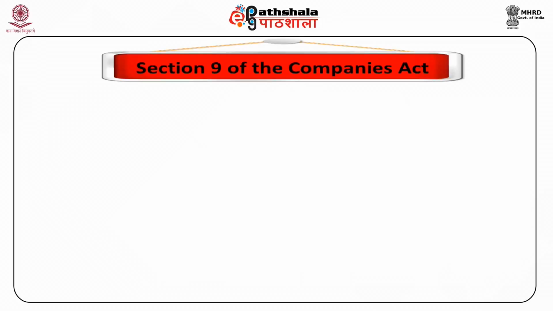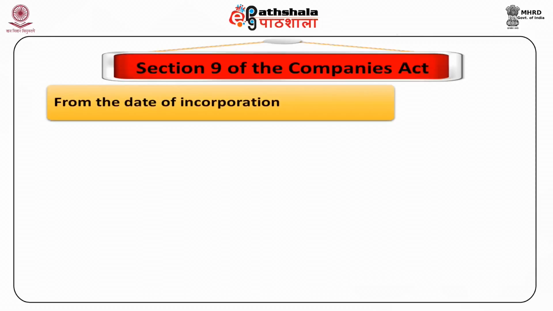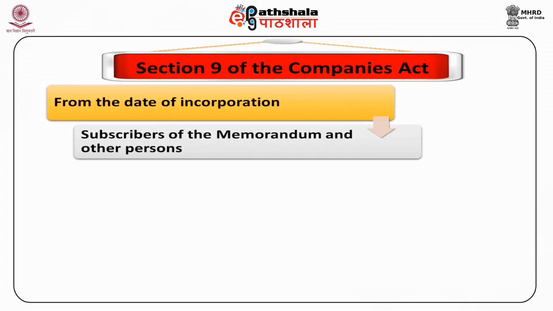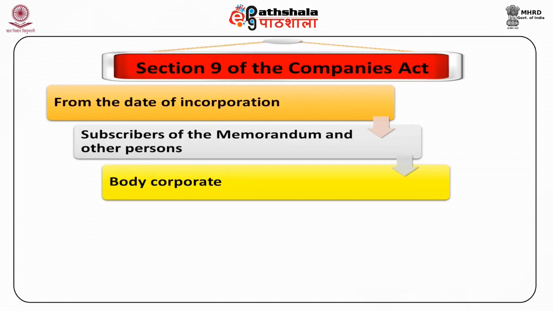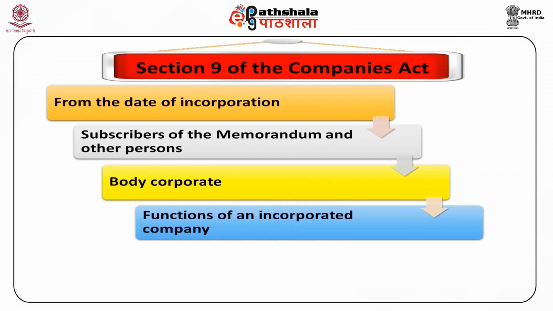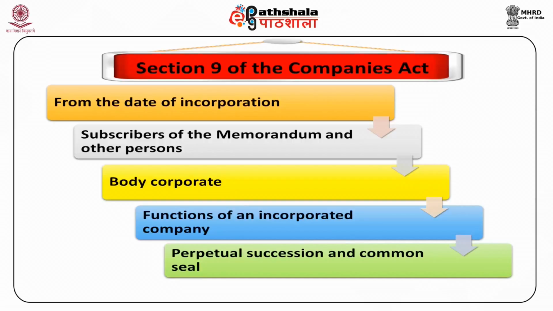Section 9 of the Companies Act 1956 provides, from the date of incorporation mentioned in the certificate of incorporation, such of the subscribers of the memorandum and other persons as may from time to time be the members of the company shall be a body corporate by the name contained in the Memorandum of Association, capable forthwith of exercising all the functions of an incorporated company and having perpetual succession and common seal, with power to acquire, hold, and dispose of property, both movable and immovable, tangible and intangible, to contract and to sue and be sued by the said name.